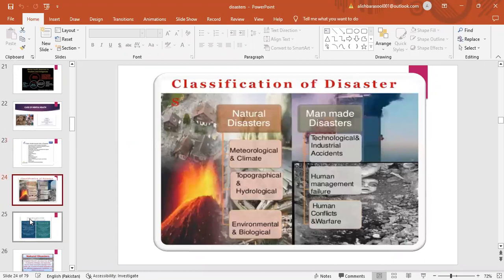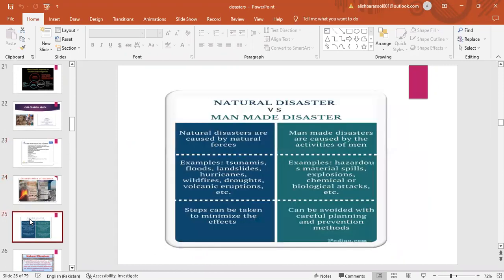Classification of a disaster: natural disasters, meteorological and climate, topographical and hydrological, environmental and biological. Man-made disasters: technological and industrial accidents, human management failure, human conflicts and warfare. Natural disasters versus man-made disasters. Natural disasters are caused by natural forces. Man-made disasters are caused by the activities of men.